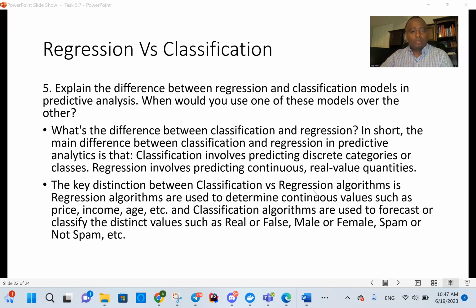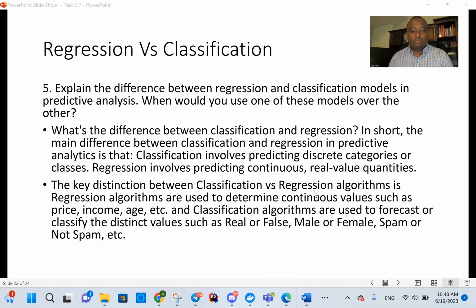Question number 5 is about regression and classification. We are going to compare and contrast those two ways of data analysis. The question reads like this. Explain the difference between regression and classification models in predictive analysis. When would you use one of these models over the other? So let's split the question into two separate questions. First, what is the difference between classification and regression?